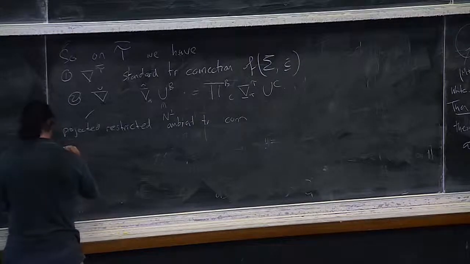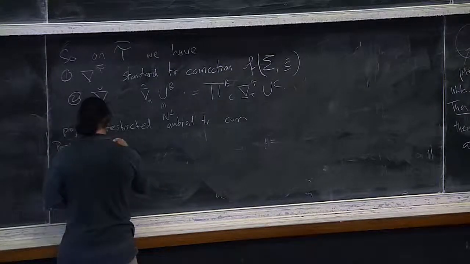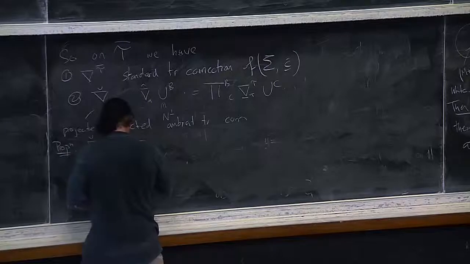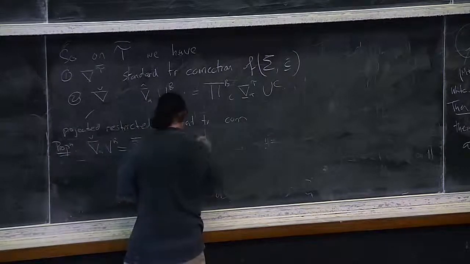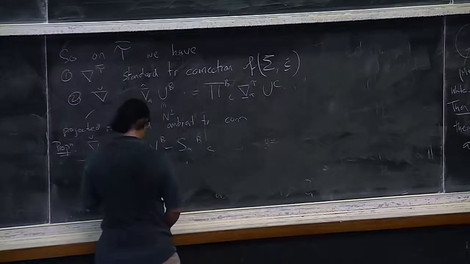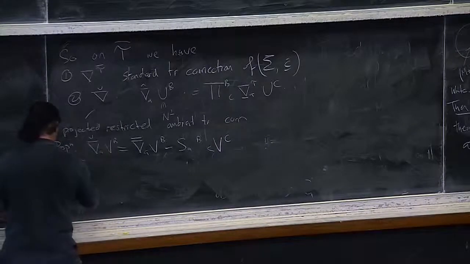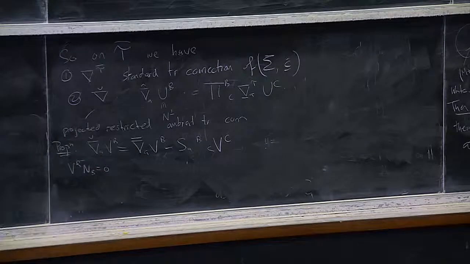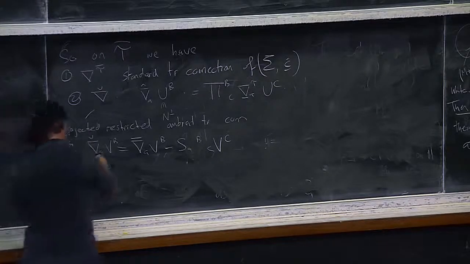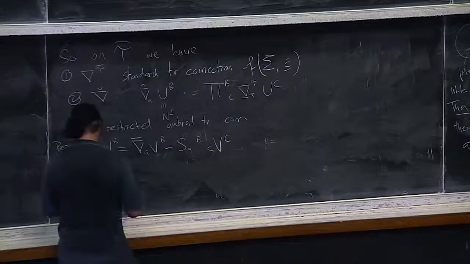So let me write it in a certain way. Grad A check V B equals grad A V B minus S A B C, so this is this kind of contortion tractor, V C. So here V, as before, V B N B equals 0. So it's a thing in N perp. And we're comparing the two connections acting on there, and this is the thing that's measuring their difference.